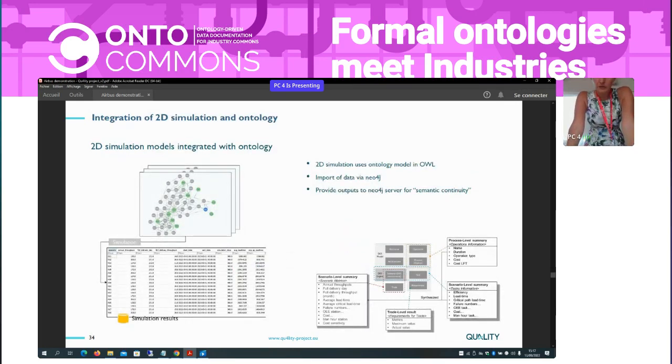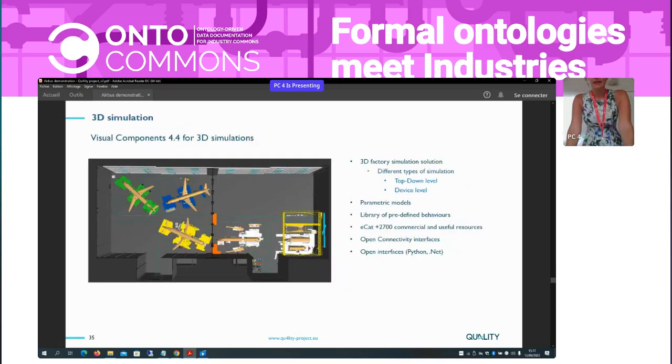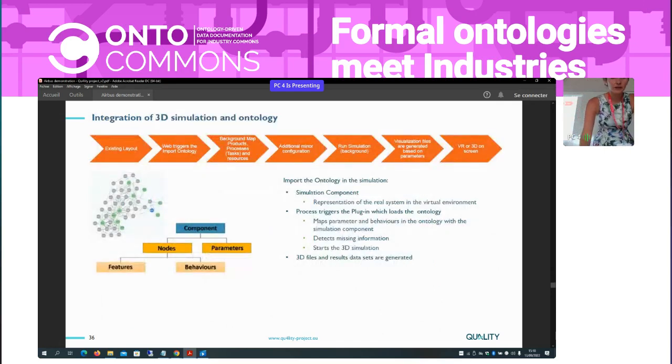And integration was made through the ontology. So it was using directly the application ontology to call the different data of different architecture options that were defined before. Then for 3D simulation, we use Visual Components. We use that for 3D factory simulation, so to check clashes and to check all the different architecture options put in a 3D environment. And this had a process a little bit more complex.